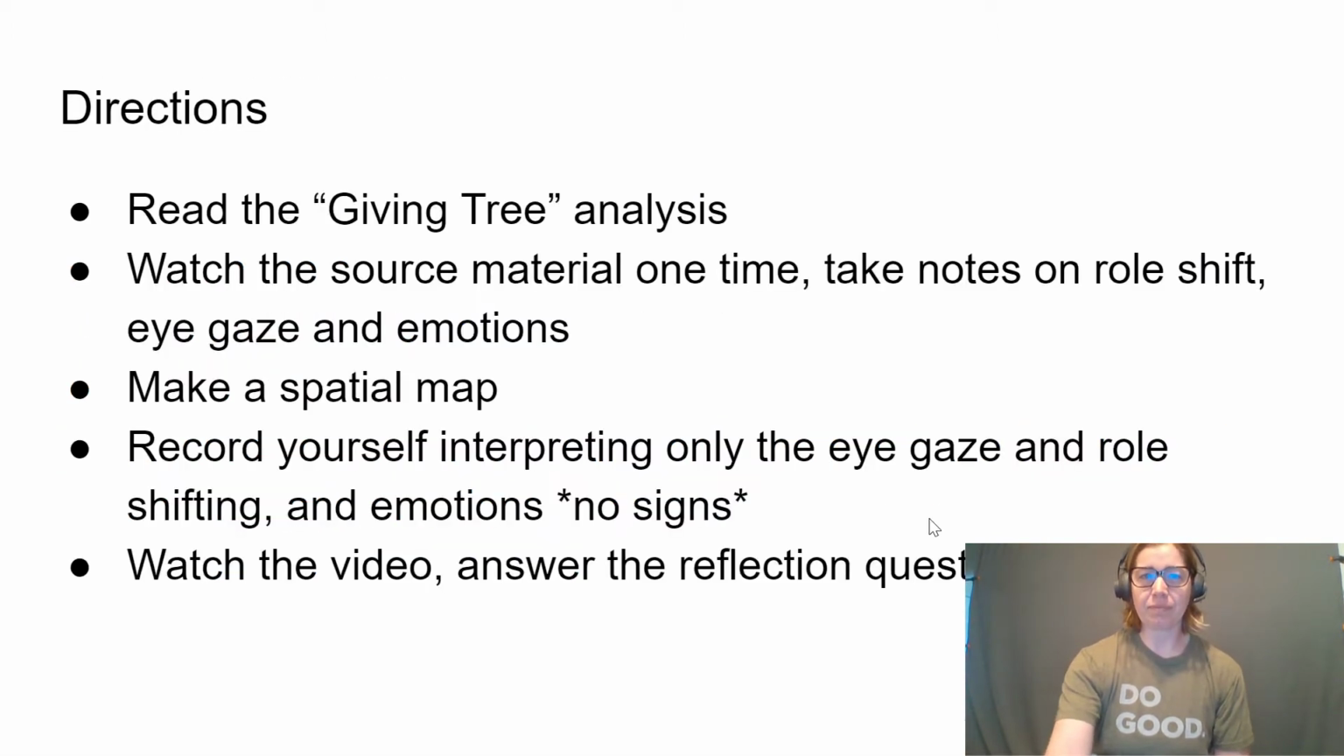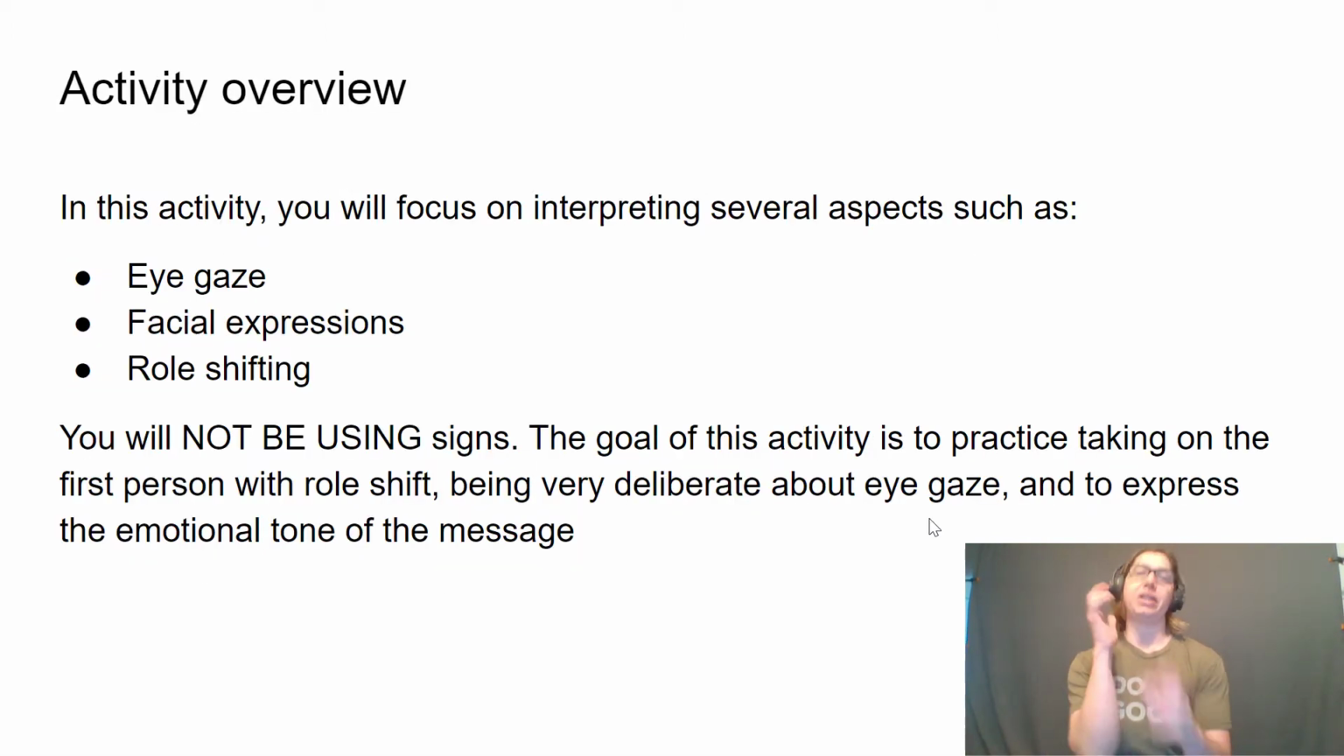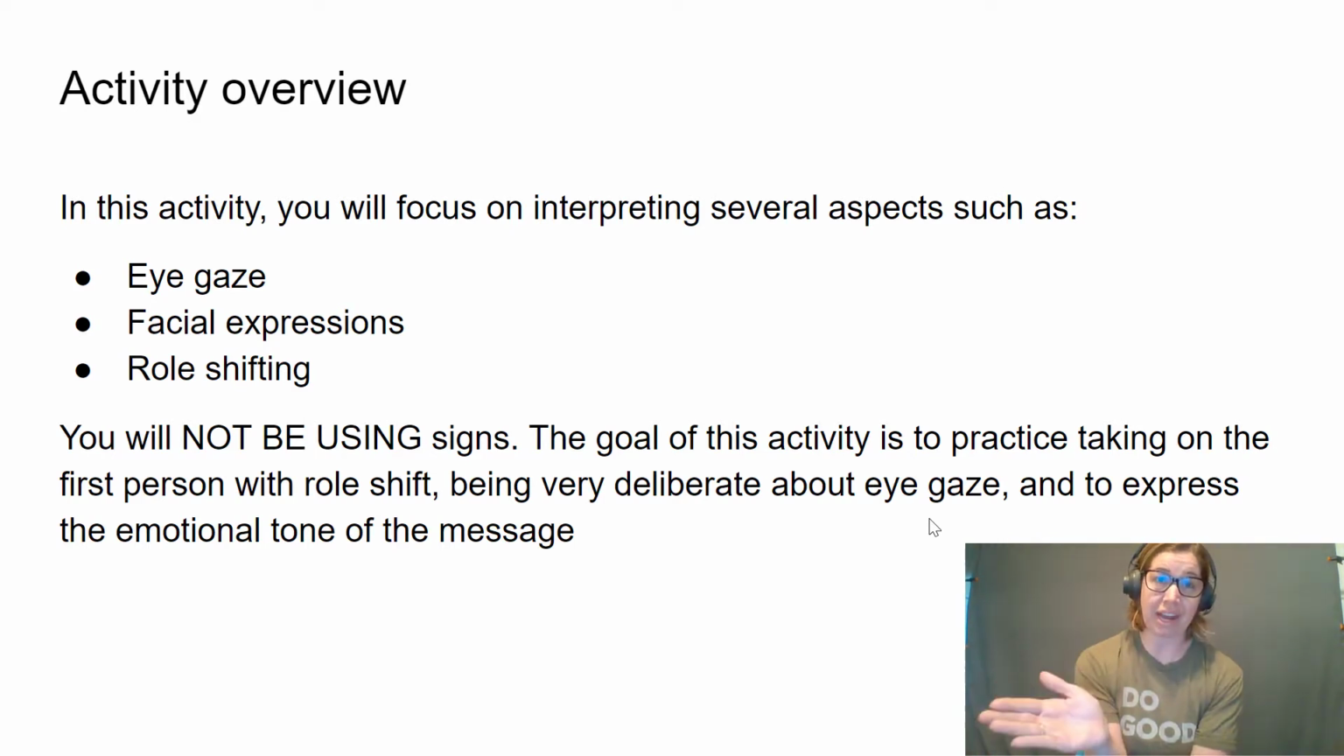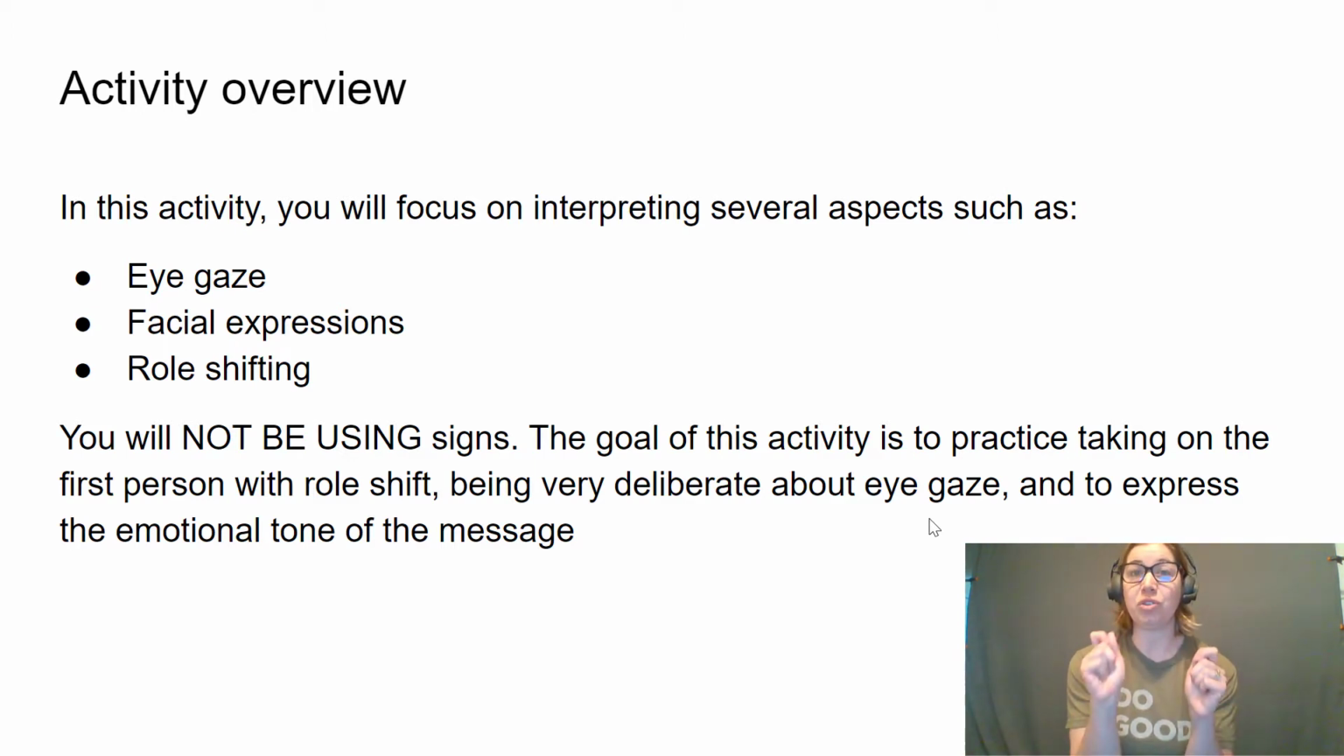So, the overview of this activity, the whole point of this is that I want you guys to make an interpretation from English to ASL. However, I don't want you to use any signs while you're interpreting. So let me tell you what I am looking for. I'm looking for your eye gaze, your facial expression, and your role shifting. Again, you're not going to be interpreting signs.